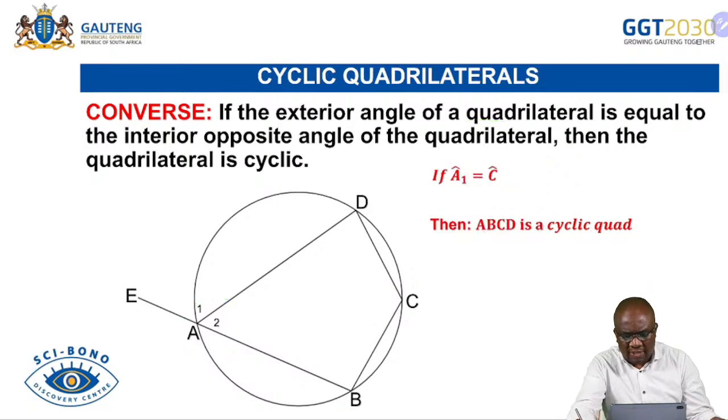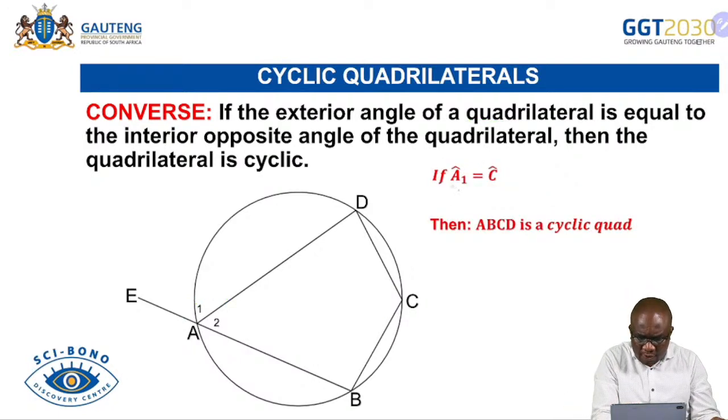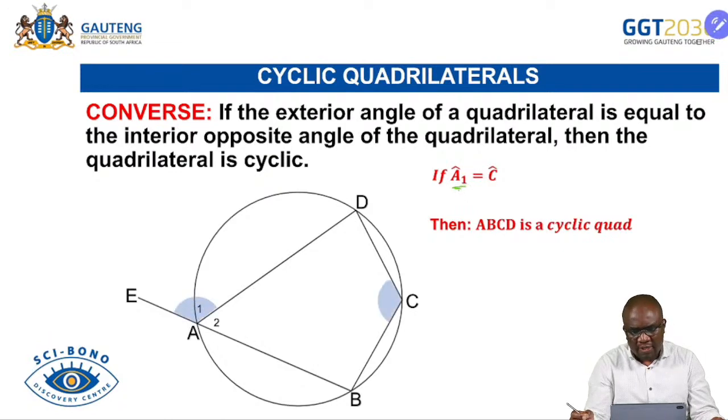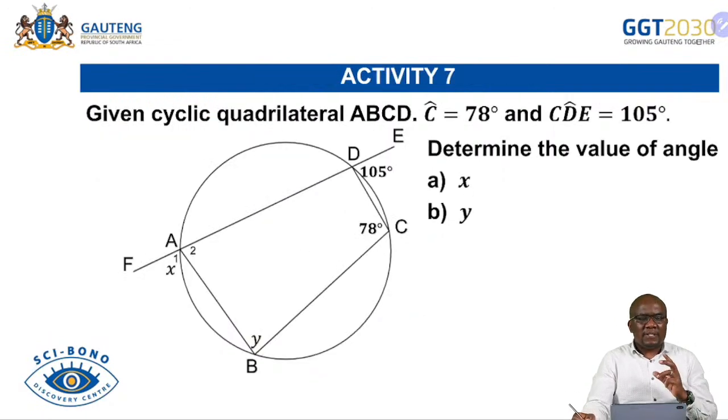Now, we need to apply that. If A1 is equal to C, I've shown you that. I'm just showing you that part, then ABCD is a cyclic quad. Now, let's try to apply what you've learned. We need to find the value of X and the value of Y. If we're going to spend 2 minutes to find X and 2 minutes to find Y, that is 4 minutes. And then after those 4 minutes, we'll discuss and mark our work. Let's try, grade 12s.